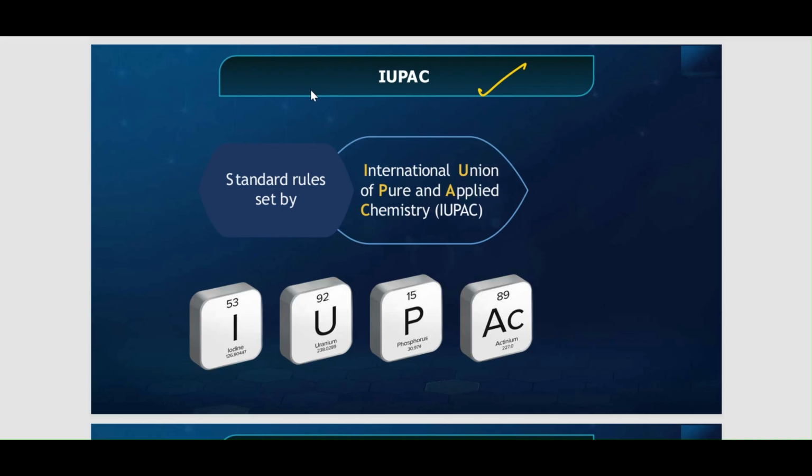Like acetic acid, and citric acid from citrus fruits. So next, based on some rules given by the International Union of Pure and Applied Chemistry, simply denoted by IUPAC, they have given a set of rules to name carbon compounds. By following those rules, we have to give the names for the carbon compounds. So IUPAC is nothing but International Union of Pure and Applied Chemistry. Clear? So here we have given some elements: I for iodine, U for uranium, P for phosphorus, AC for actinium. So here we have some interesting IUPAC. Clear?